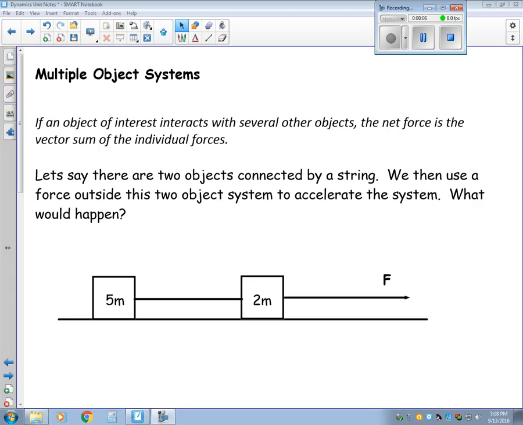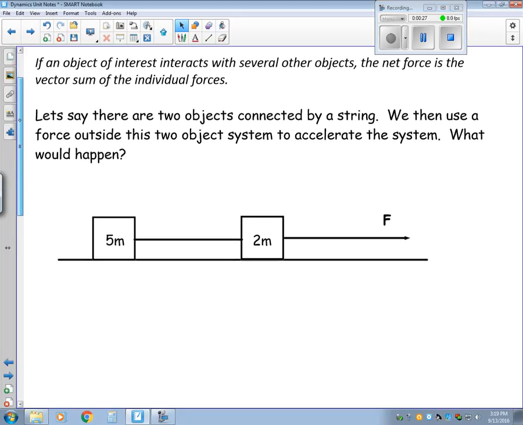Alright, in this one we're going to focus on multi-object systems. So we've got a system, but there's more than one object inside of it. We haven't really looked at this too much yet. If there's an object of interest interacting with several other objects, the net force is the vector sum of all of the individual forces.